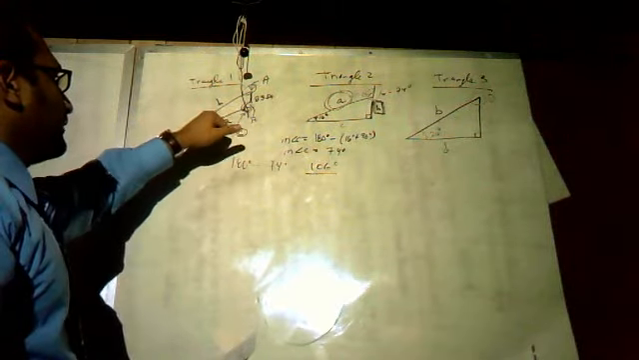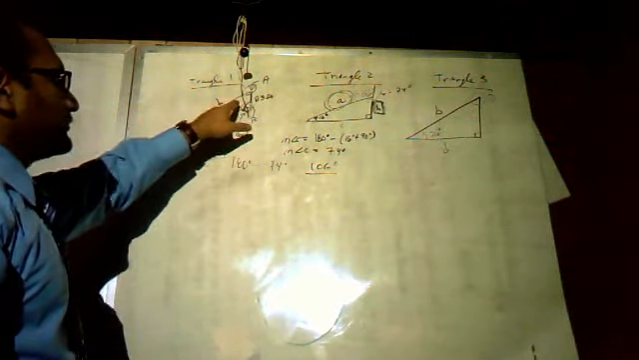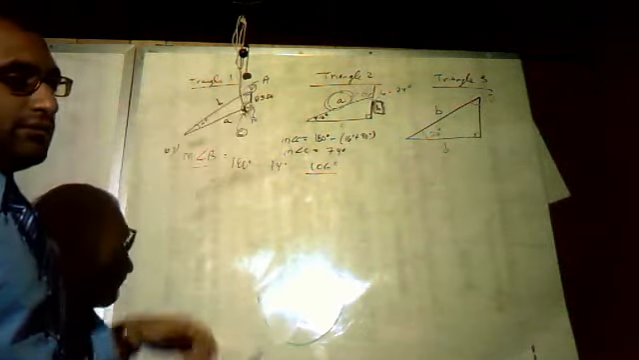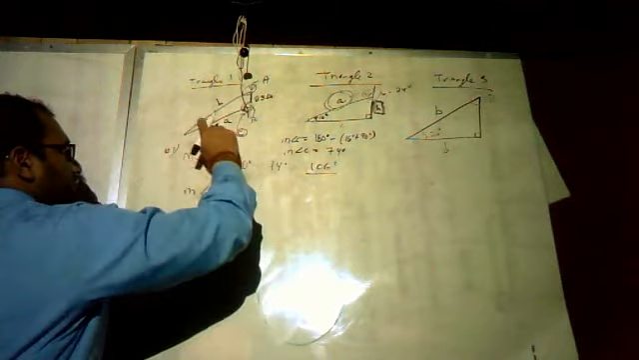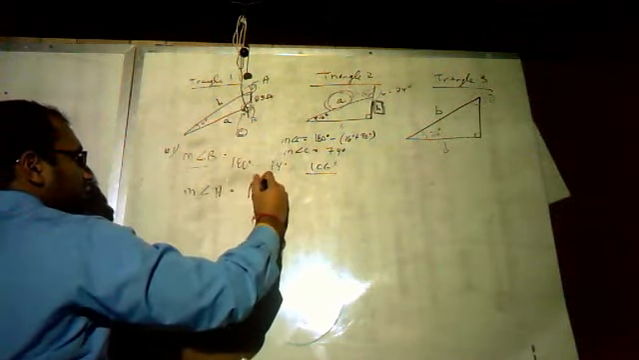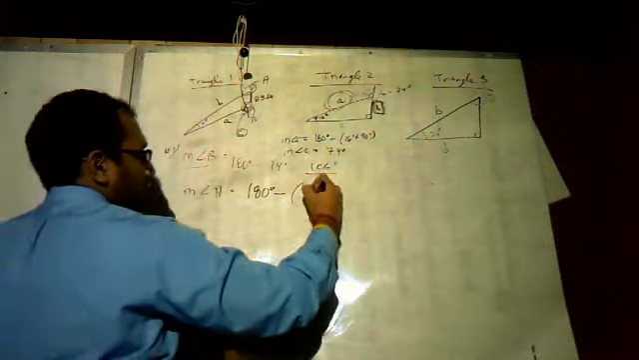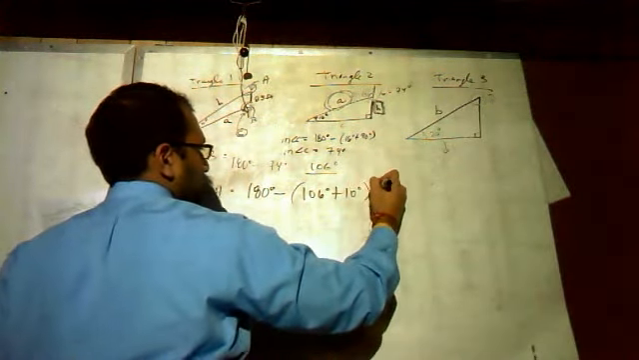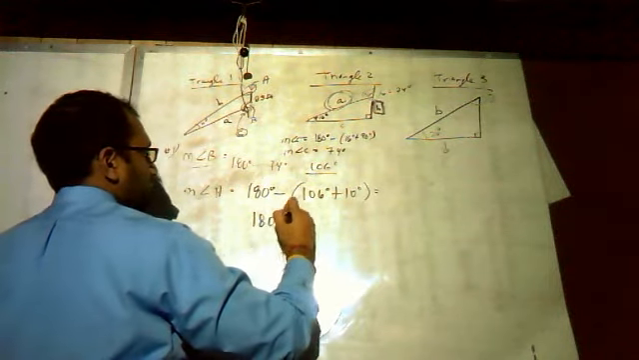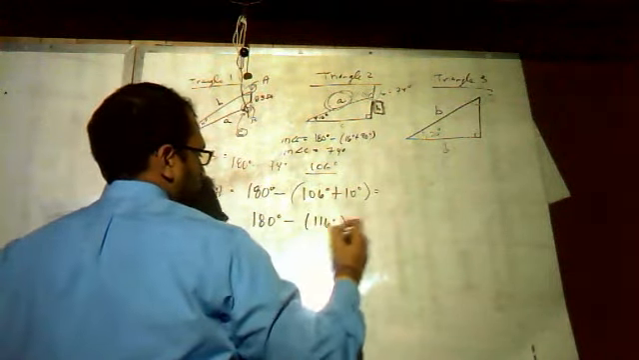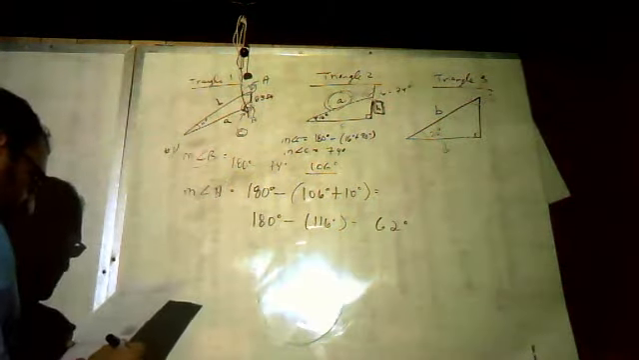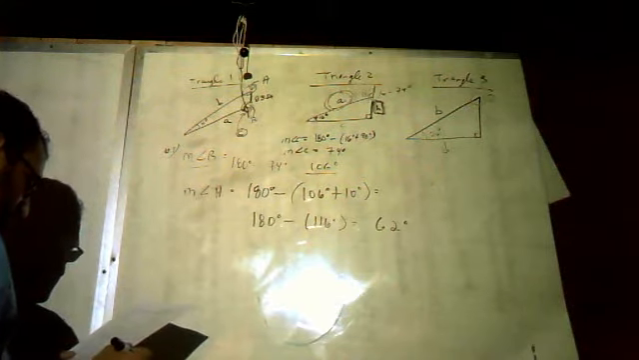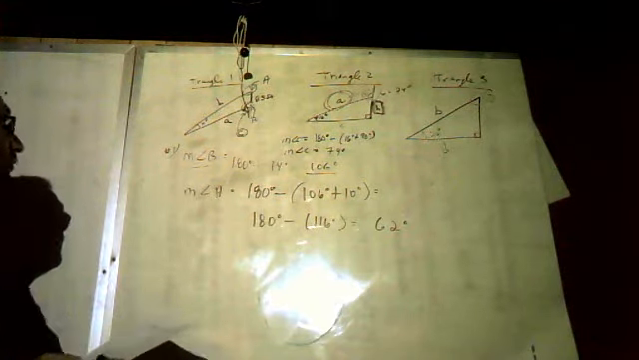So now I have 10 degrees for one of the angles, 106 degrees for another angle. Can I find angle A? Yes. The measure of angle A, which is the remaining angle in triangle number 1, is equal to 180 degrees minus 106 degrees plus 10 degrees, which will be 180 degrees minus 116 degrees, which will leave me with 62 degrees for the measure of angle A. So the measure of angle A is 62 degrees.